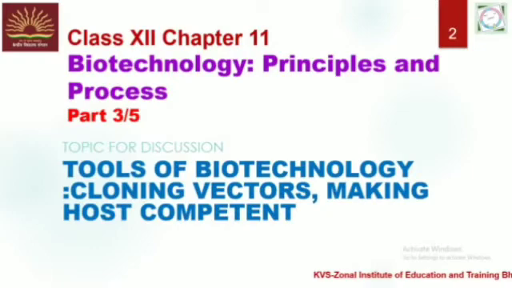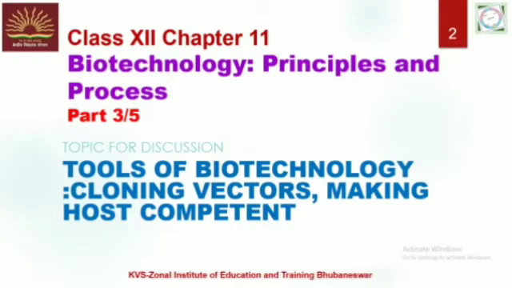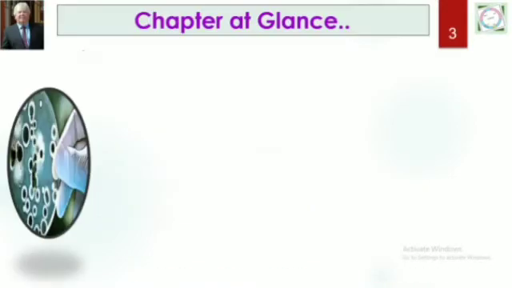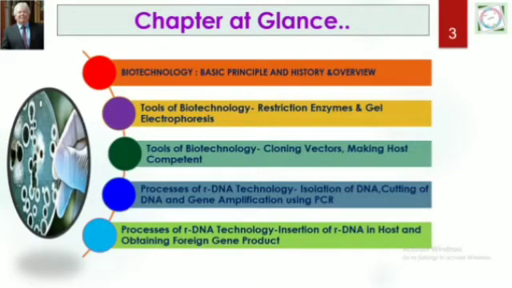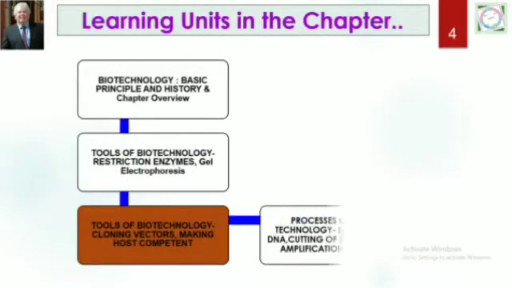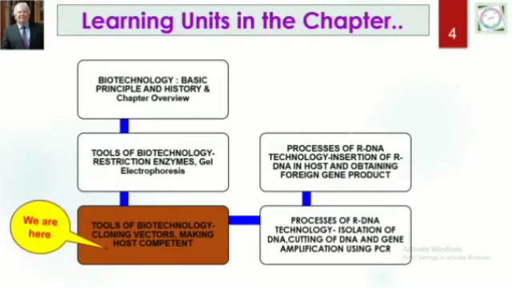Students, we will continue to the third part of our existing lecture in biotechnology, principles and processes. Today's topic for discussion is tools in biotechnology, cloning vectors and making host competent. As you are aware, the chapter is divided into 5 learning units, we have already completed the 2 and we are in the third unit. In the ladder of concepts, we are at the third rung, tools of biotechnology, cloning vectors, making host competent.